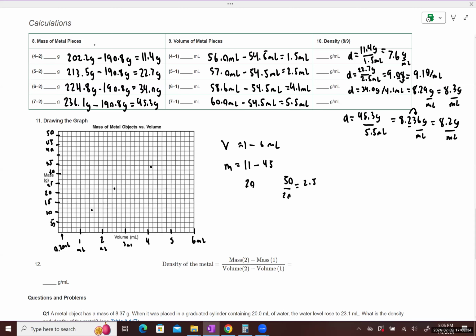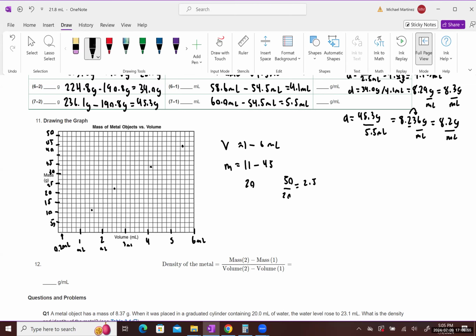Okay, perfect. And our final data point, we have a mass about 45 and a volume about 5.5. About right here.